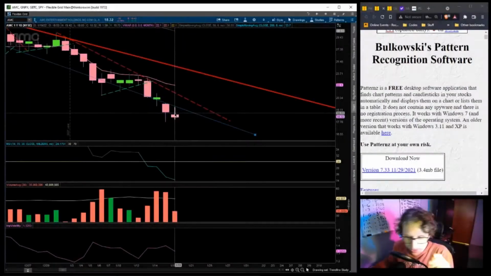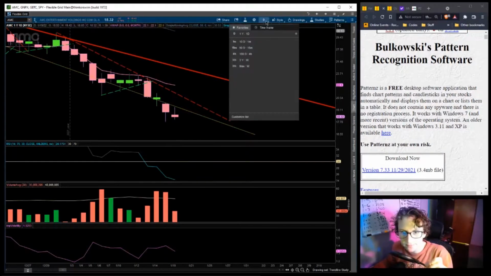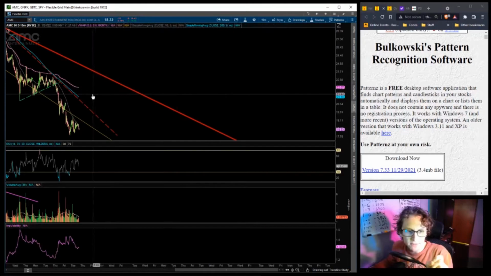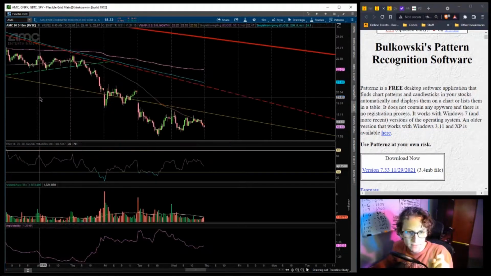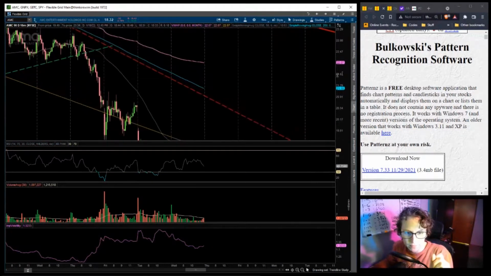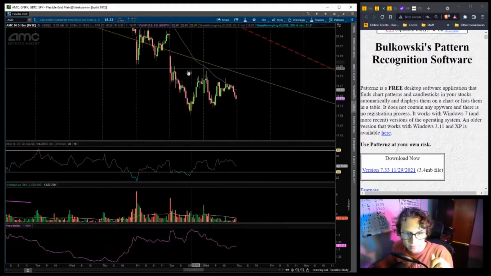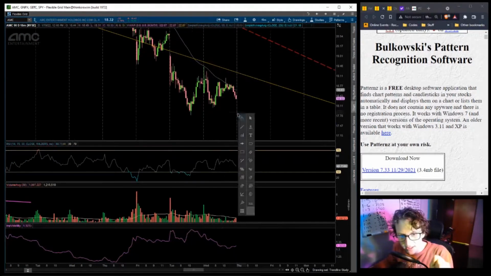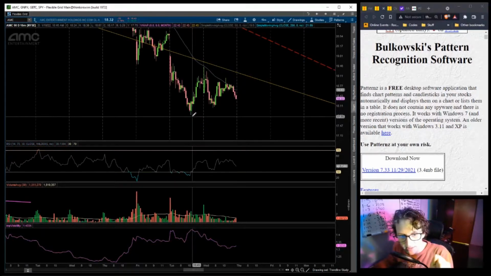Anyway, I'm going to zoom in on this daily candle. I'm going to go to the 15-minute time frame. And here we go. You can just see this, right? Doesn't this look like a pennant? Do you see the pennant? I see a pennant in here.